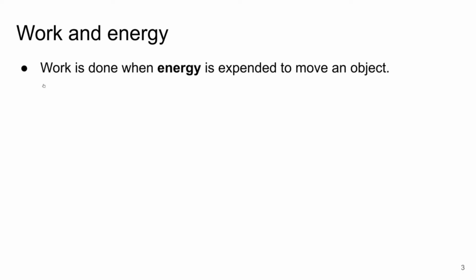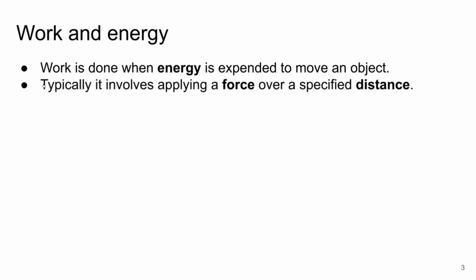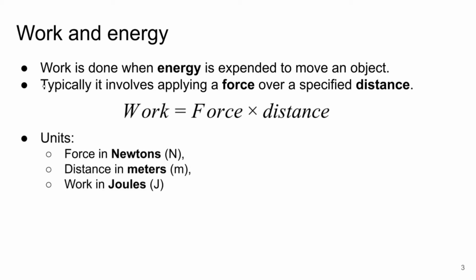Work is done when energy is expended to move an object. Typically, this involves applying a force over a specified distance. Hence, the formula for work is force times distance. And the units for this formula are: force is in newtons, distance is in meters, and work is in joules.